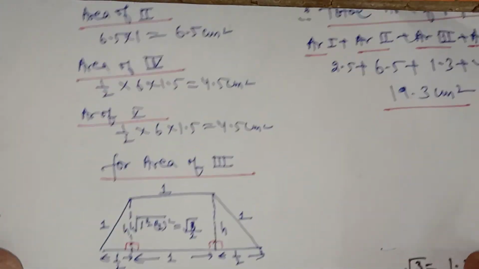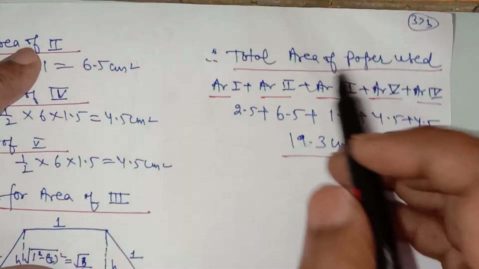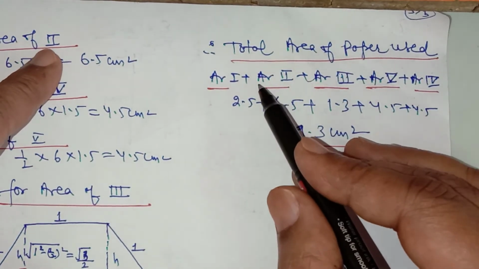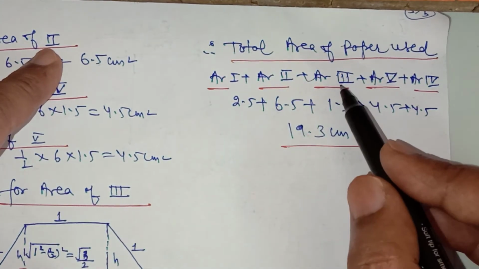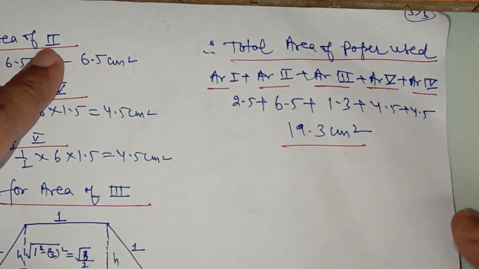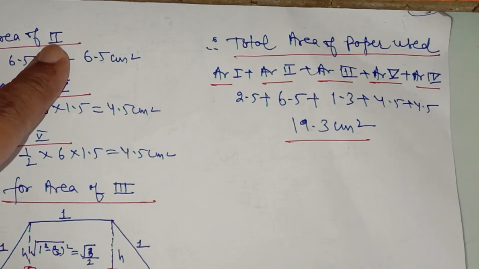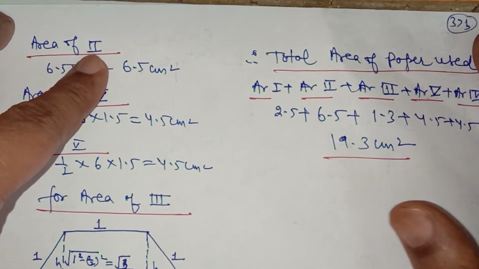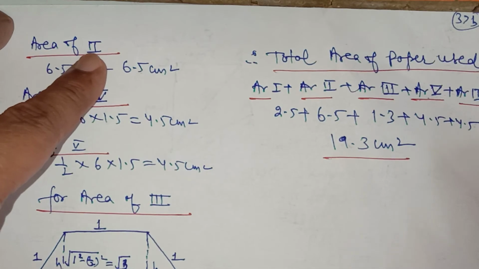Now the area of this figure is, you add all these areas. The area of the paper used here will be area of figure 1, area of figure 2, area of figure 3, area of figure 4, area of figure 5. Replace these values and add it. This is the area of this figure or the shape made out of a paper.